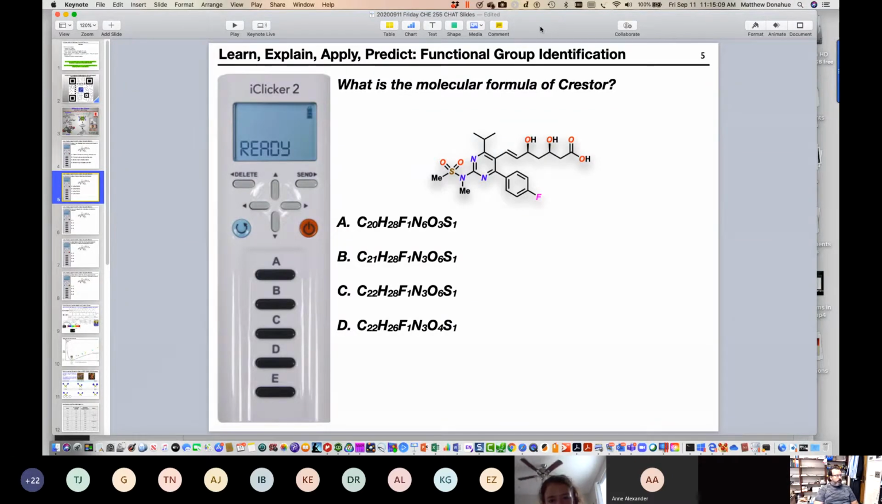So yeah, I believe C is the correct answer. So let's go through and do a carbon count. So we have 1, 2, 3, 4, 5, 6, 7, 8, 9, 10, 11, 12, 13, 14, 15, 16, 17, 18, 19, 20, 21, 22. So that gets us between C and D for the choices, because we have 20 and 21 for A and B.